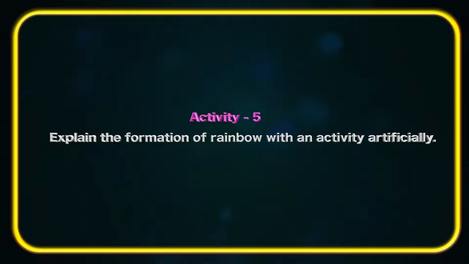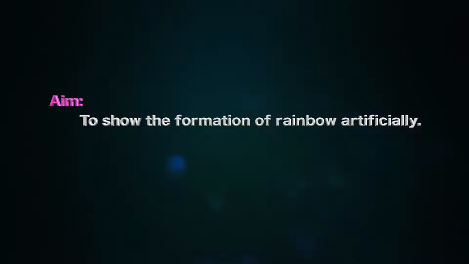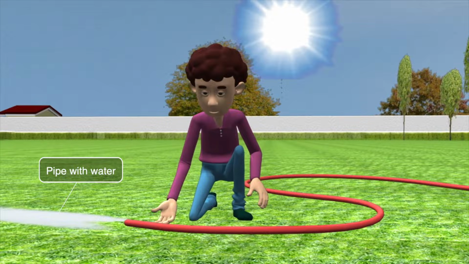Activity 5. Explain the formation of rainbow with an activity artificially. Aim: to show the formation of rainbow artificially. Materials required: pipe with water, sunlight and white wall.